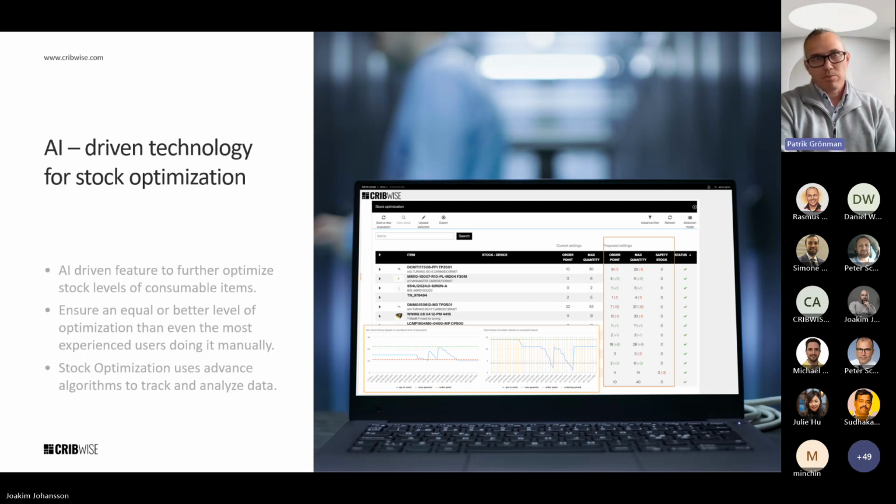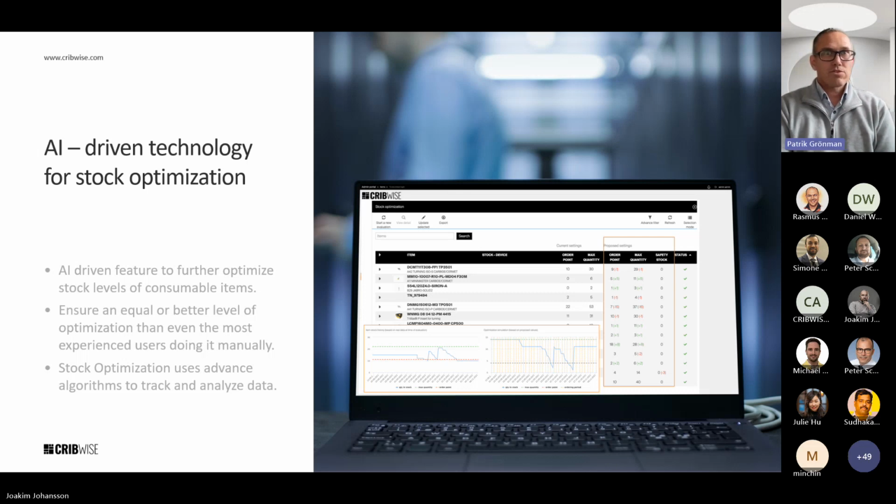AI-driven technology for optimization. CRIBWISE as such is by its nature already cutting out administrative processes in the ordering, storage, picking, and usage of tooling. On top of that, we also have the Stock Optimizer, which is an AI-driven feature to review and propose updating order parameters. Our Stock Optimizer aims to even further cut the administrative work of optimizing and balancing the stock levels. The target for us is to be equal or better than most experienced professionals, but with a fraction of the time invested compared with doing this manually every quarter.